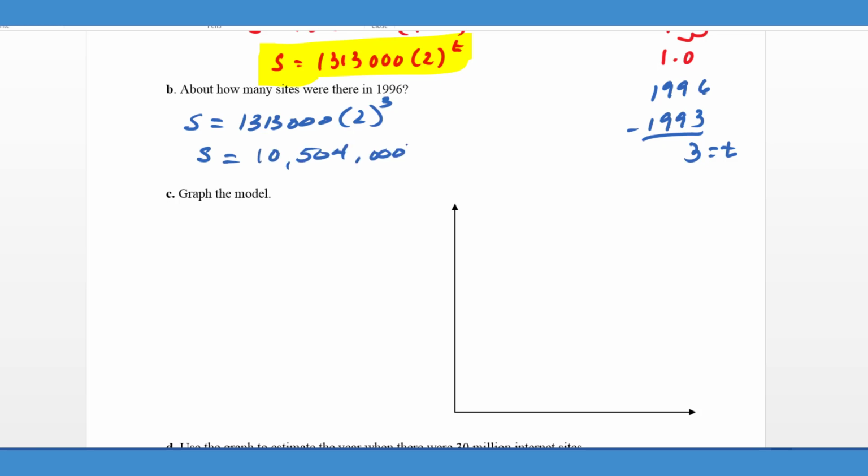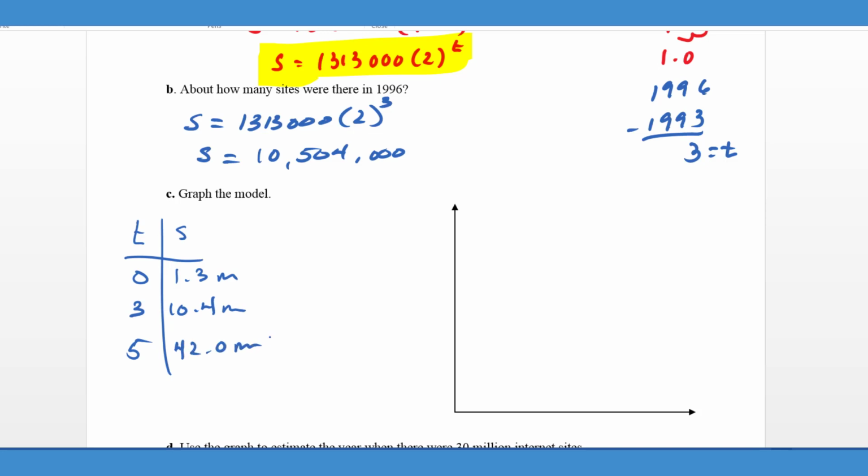All right. Now it wants us to graph the model. Now you could simply do this. You could input your t and get your output with the number of S values. And so if you inputted 0, we know that our initial was around 1.3 million. We already did for 3, which is about 10.4 million. If you plugged in, let's say 5, you get to roughly 42 million.